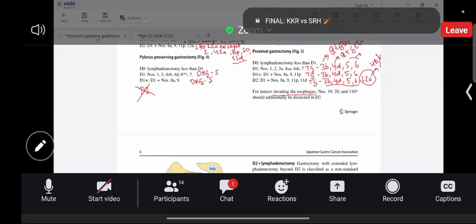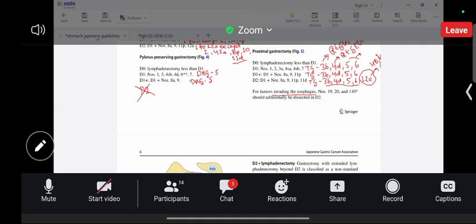For tumors invading the esophagus, station 19, 20 and 110. Usually we are doing proximal gastrectomy for G junction tumor only, right? Yes, so 19, 20 and 110 will come in that. If the invasion of the esophagus is there. The G junction will have some esophagus, after all. Further we will discuss there are 3 categories: less than 2 centimeter invasion, 2 to 4 or more than 4.